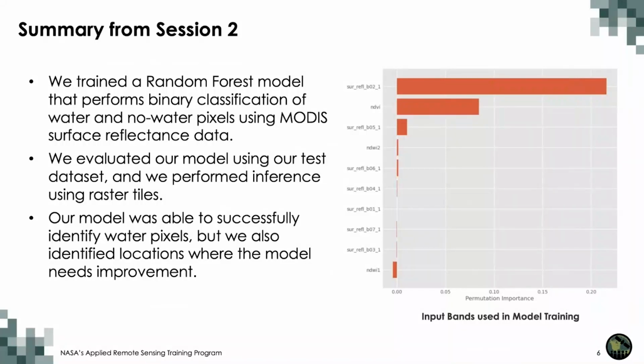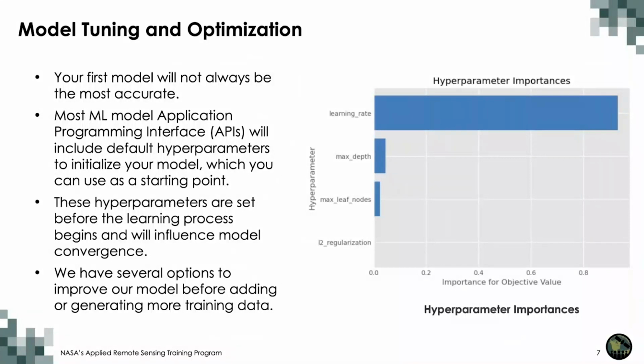In general, our model was able to, one, successfully identify water pixels, but we were also able to identify locations where the model needs improvement. And these are some of the input bands and some of the feature importance that we were looking at, where our surface reflectance band 2 was actually one of the most important features at the time of improving our model. Now, the training method that we used in our previous exercise was basically a cross-validation k-fold optimization.